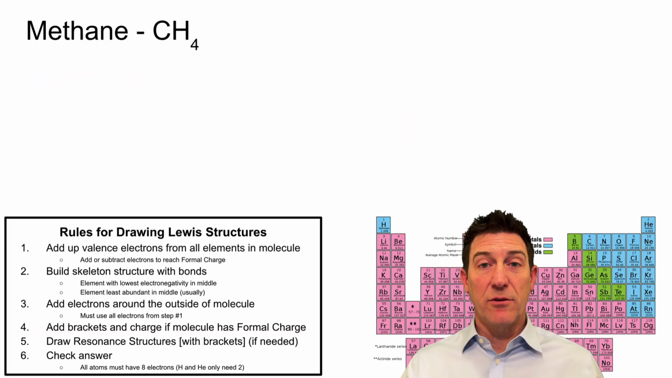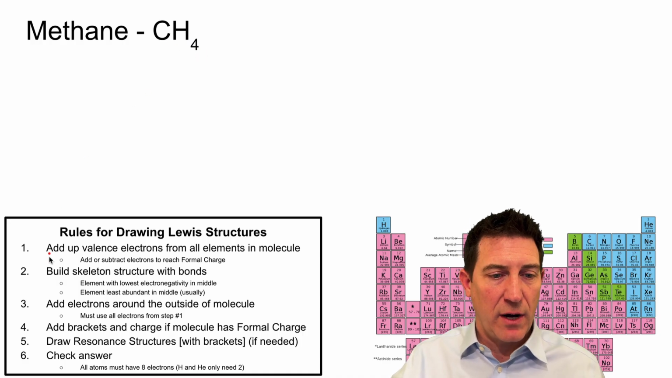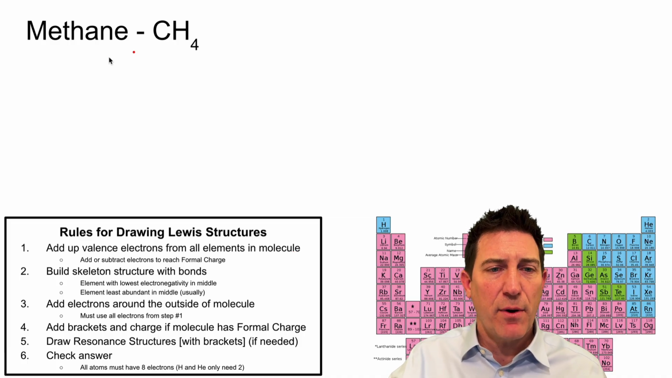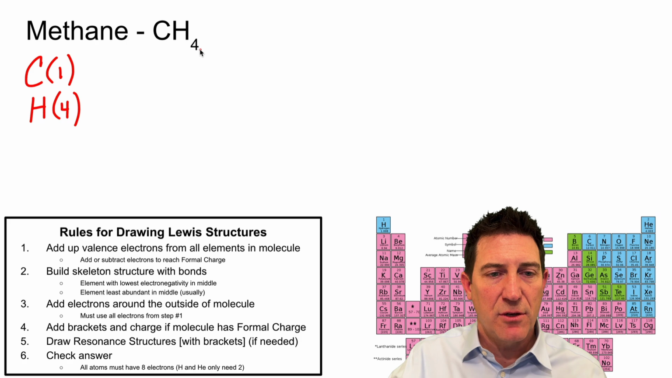Let's try drawing the Lewis structure for methane together. Here we go. CH4 is methane, 1 carbon and 4 hydrogen. I'm going to add up the valence electrons for everything in this, so I'm going to break it up into its pieces. I know I have 1 carbon, and I do have hydrogen. I have 4 of those. That's what the subscript means right here.